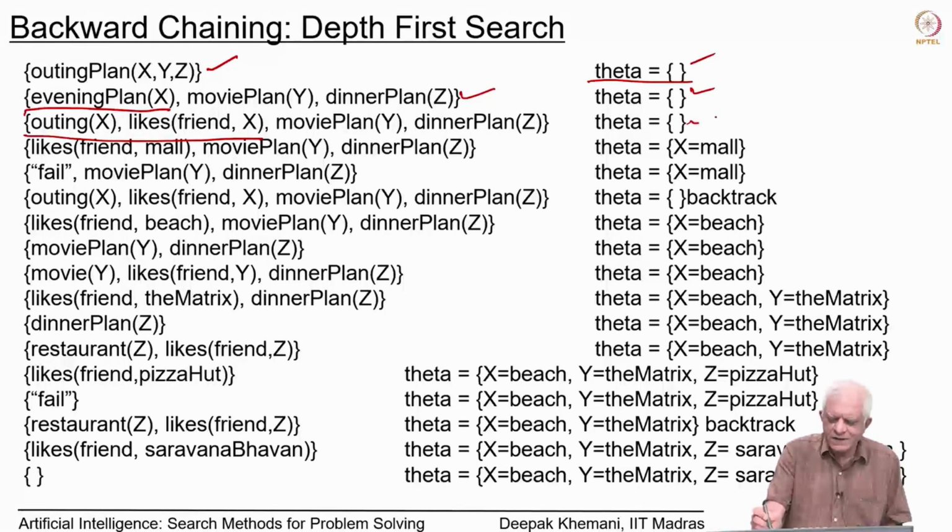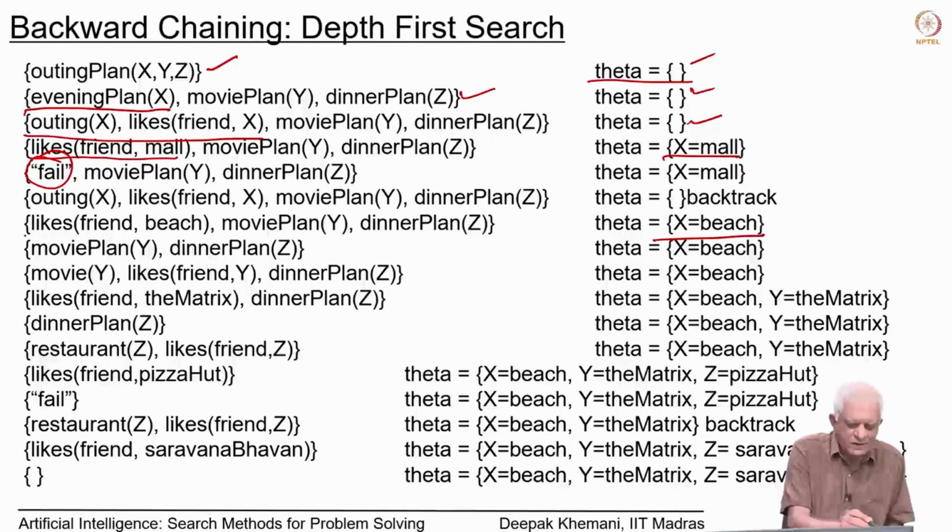So far, still, no substitution is there. Then you find that, in the set of outings that we had, there is something called mall. So, x equal to mall, that is an outing, and now you are asking the question whether your friend likes the mall. It turns out that that thing fails. So, Prolog will backtrack and try the next outing. The next outing turns out to be the beach. So, there you are, x equal to beach, and then you ask the question, does your friend like the beach? And it turns out that your friend does like the beach.